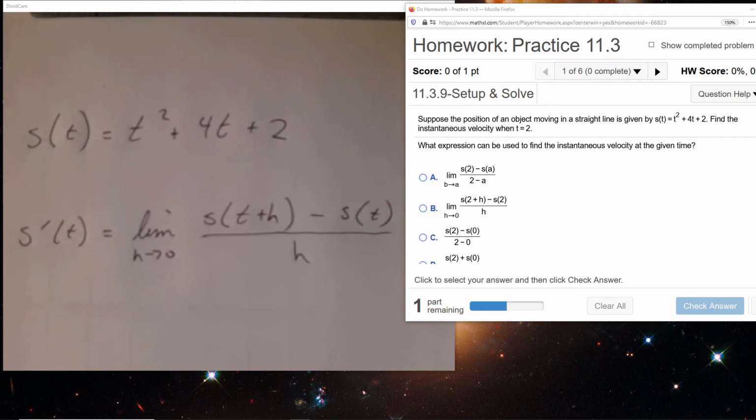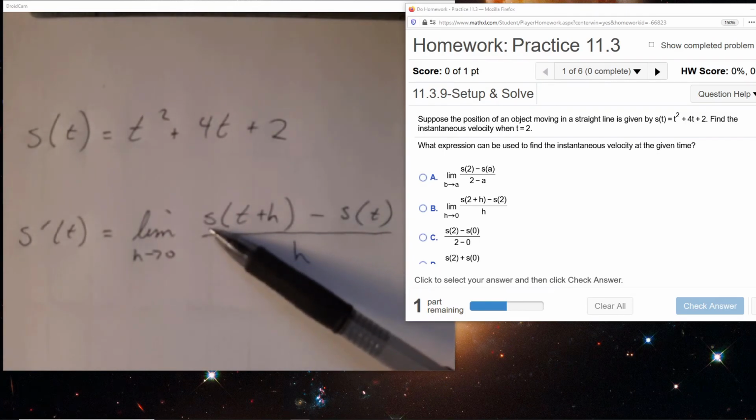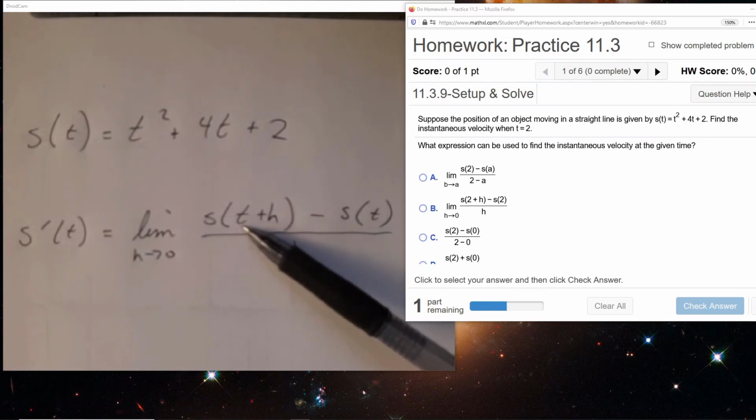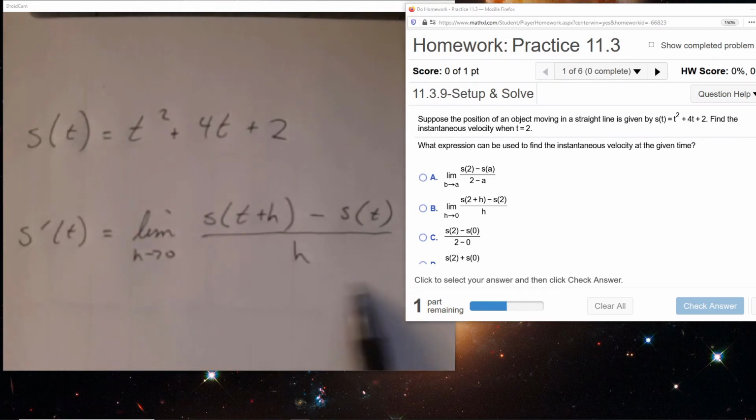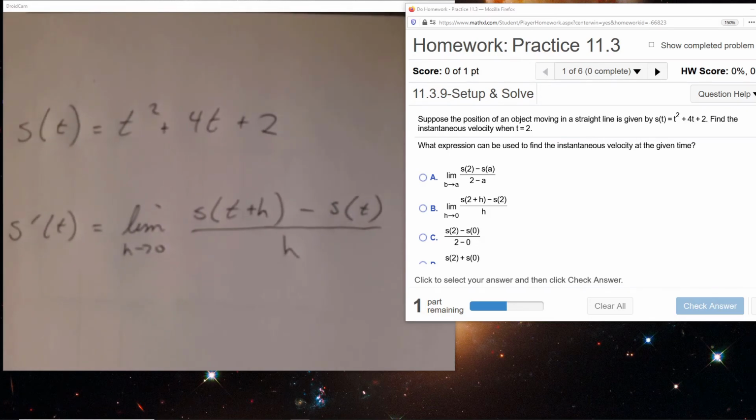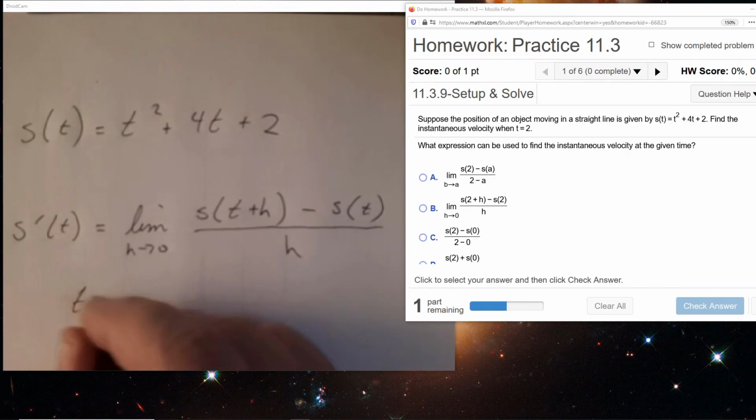So I'm just using that same notation. The function name is s. The input variable is t. And then here is the limit as h goes to 0, which is the definition of the derivative that we're going to use here. And they're also telling us from the problem that t equals 2. So they are telling us this.